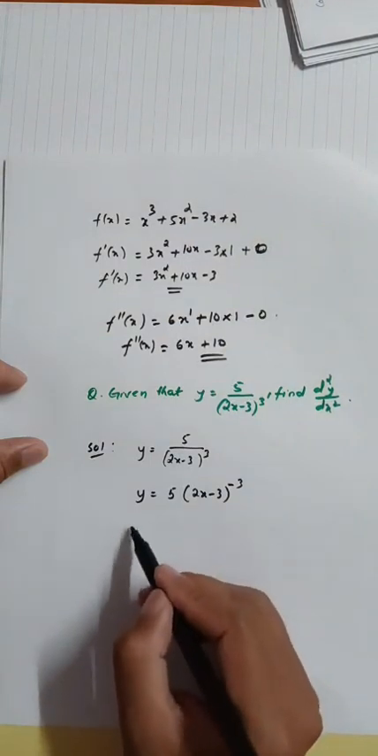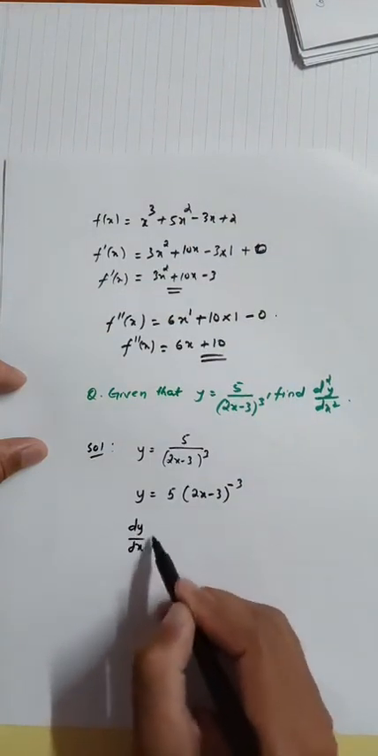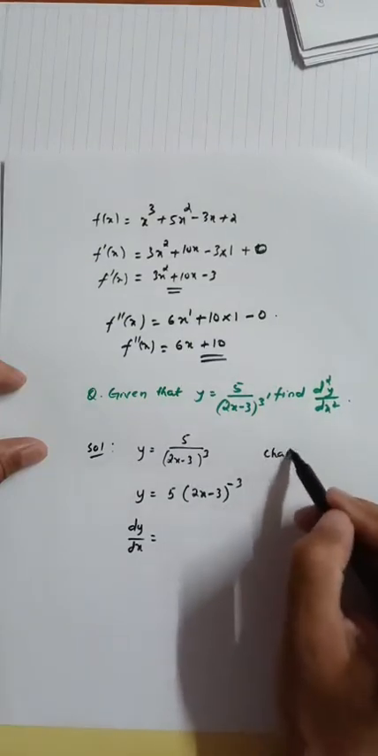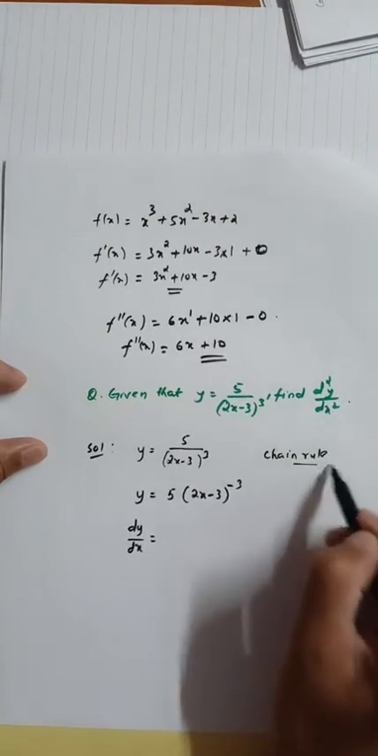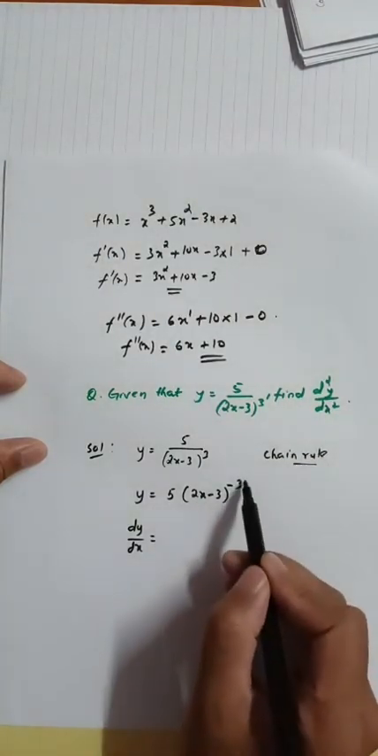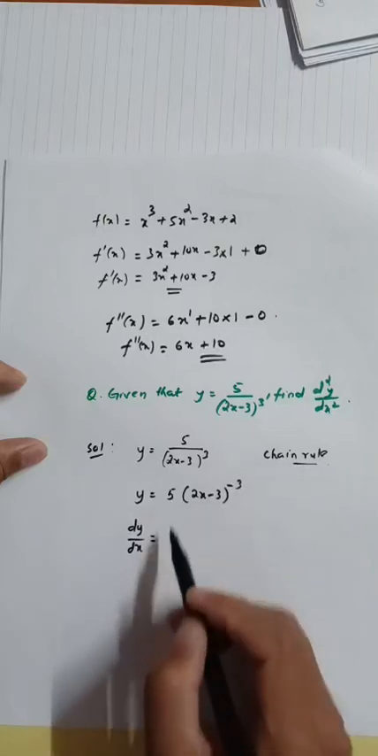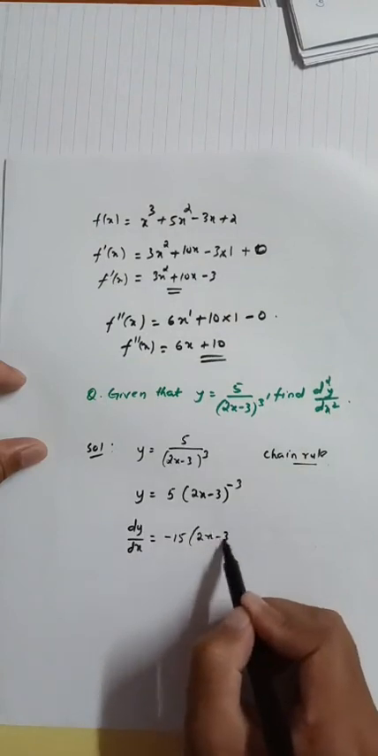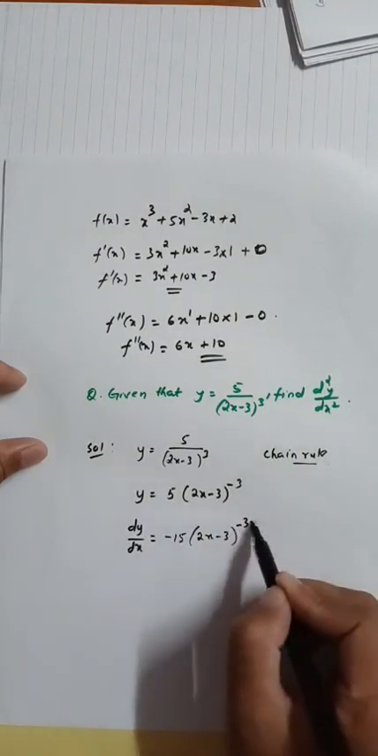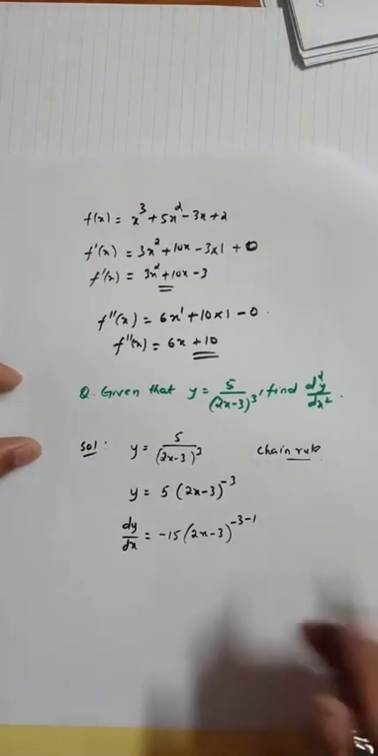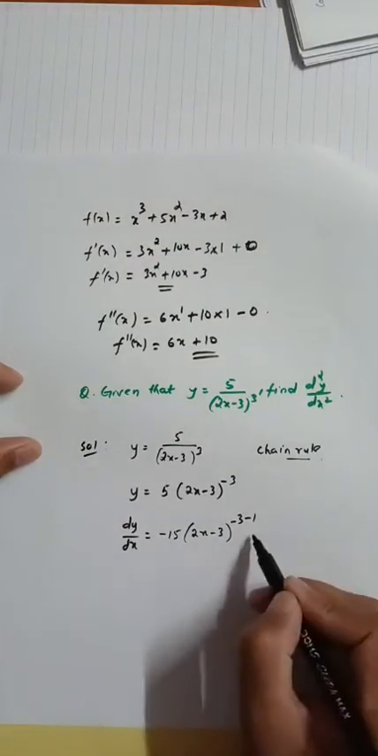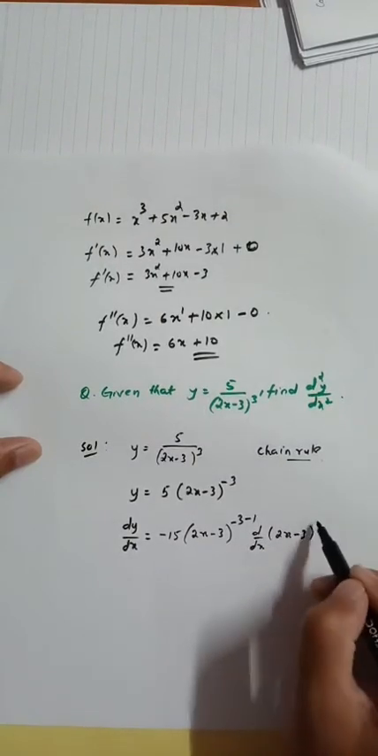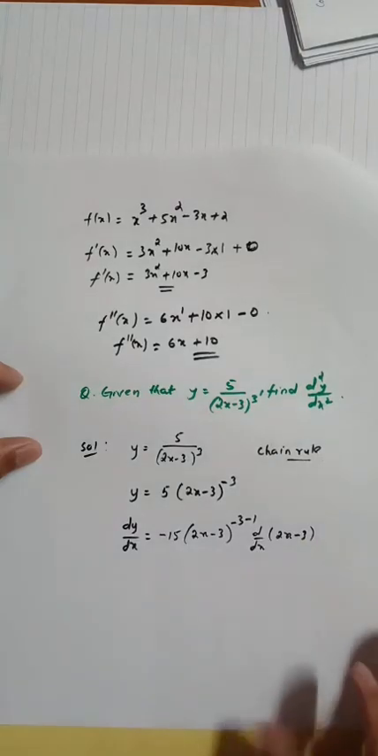Now differentiate. dy over dx is equal to, we use the chain rule. Apply the chain rule. So we bring down the exponent, negative 3 times 5, multiply, so you'll get negative 15 times 2x minus 3, and subtract 1 from the exponent. Then we differentiate d by dx of 2x minus 3 without taking the exponent.